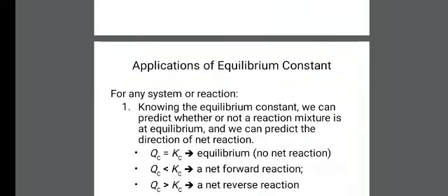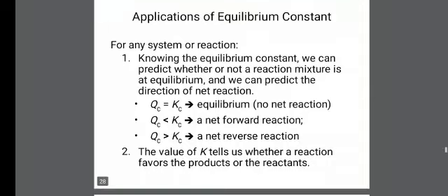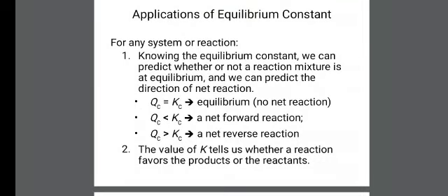Then we come to the application of the equilibrium constant for any system or reaction. Knowing the equilibrium constant, we can predict whether or not a reaction mixture is at equilibrium, and we can predict the direction of net reaction. When Qc, the reaction quotient, and the equilibrium constant are equal, there is no net reaction. When Kc is greater than Qc, there is a net forward reaction. When Qc is greater than Kc, there is a net reverse reaction.